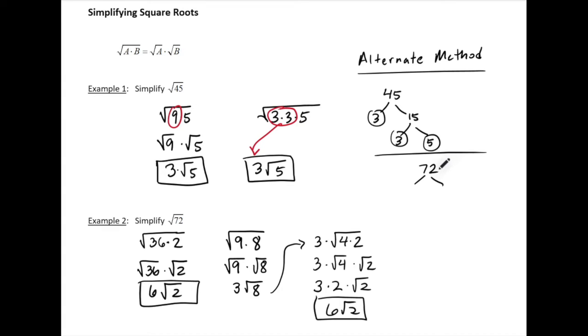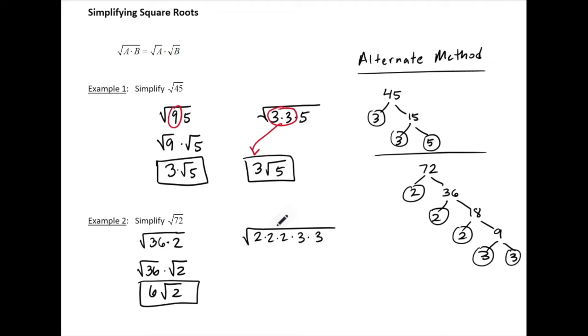72 is divisible by 2. 36 is also divisible by 2. 18 is divisible by 2. And 9 is divisible by 3. And now we have all prime factors at the end of these branches, so our prime factorization will be 2 times 2 times 2 times 3 times 3.